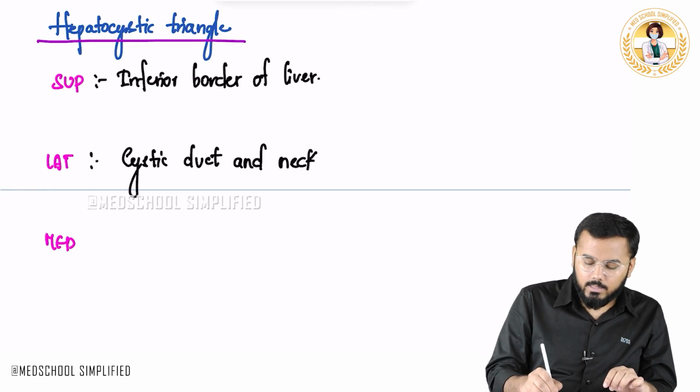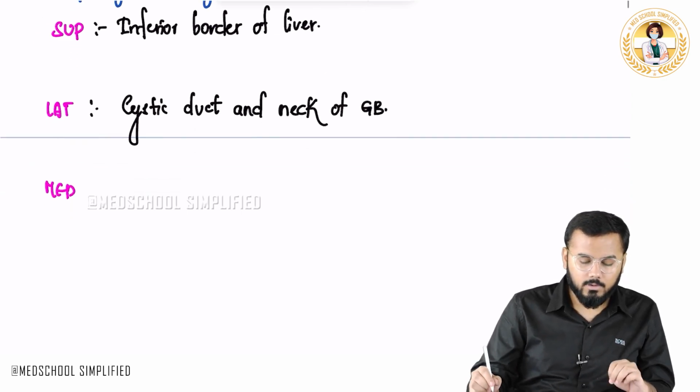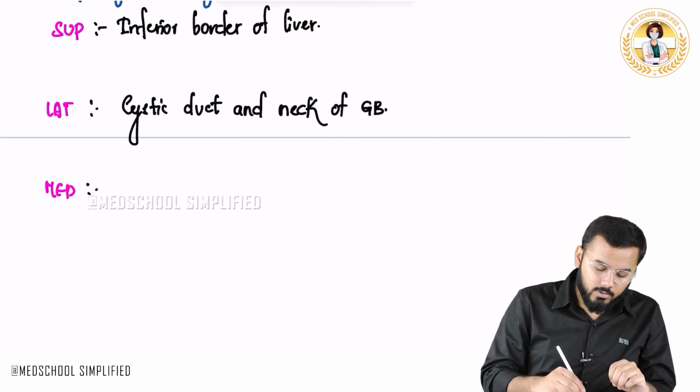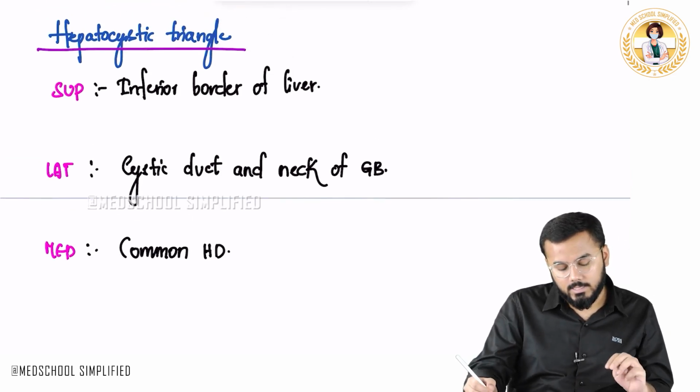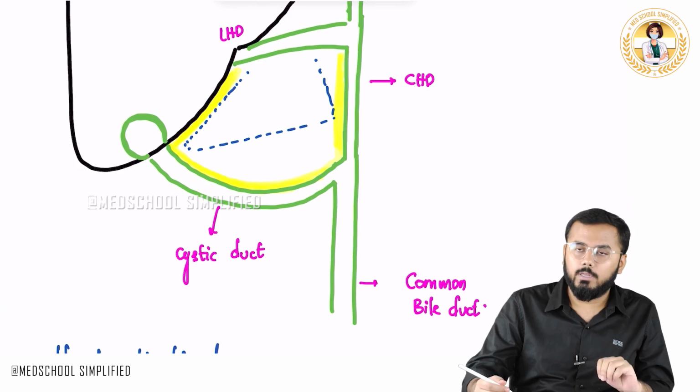Cystic duct and the neck of gallbladder. Next, medially what do you have? Medially you have got the common hepatic duct. So these are the three important things that are located over here.